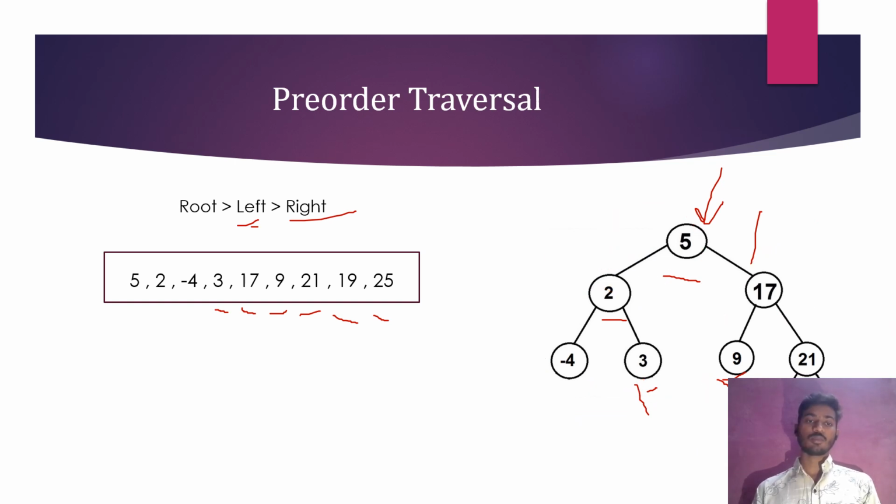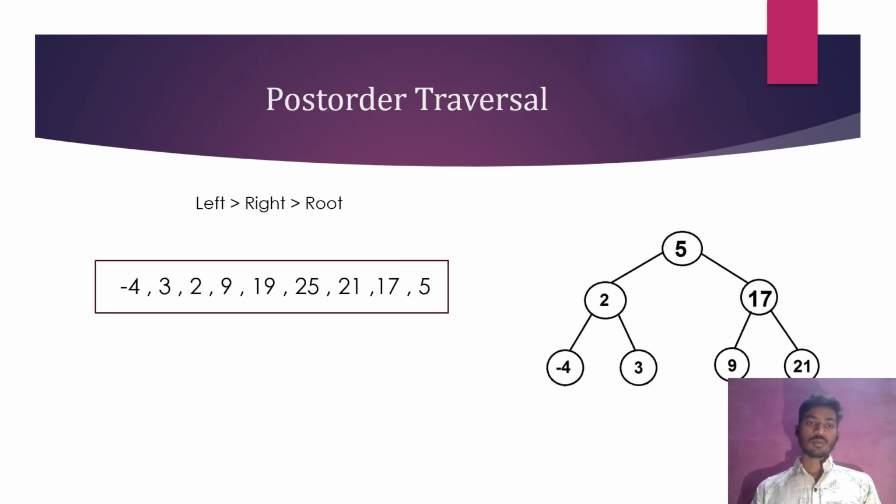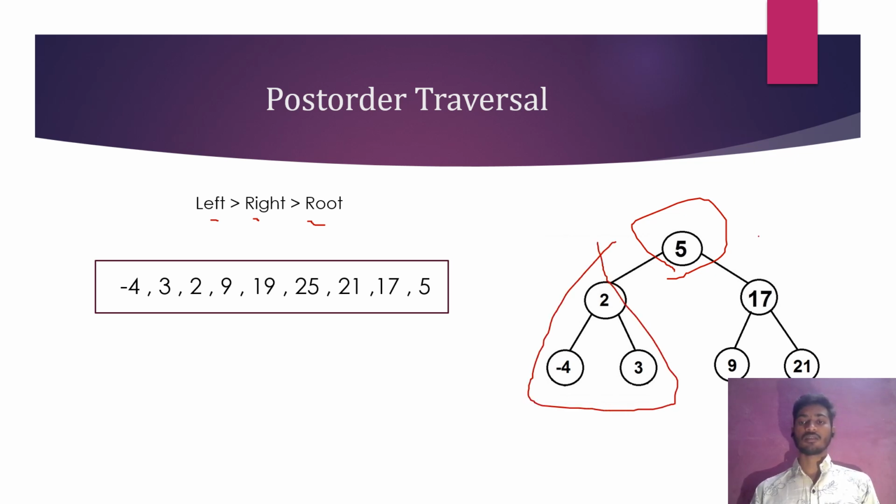Now let us see post-order traversal. In the post-order traversal we will follow this rule, that is left, right and root, and we'll consider the same example. Here 5 is the root node, and this is the left subtree, and this is the right subtree. As per the rule, we have to visit the left subtree first.